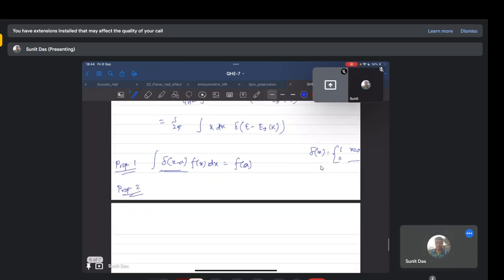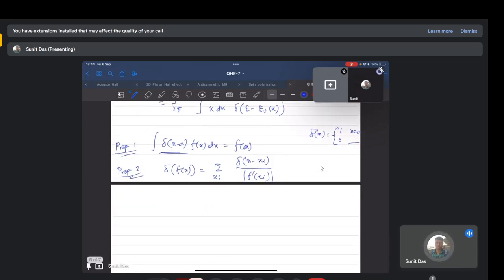And the second property is delta of f(x). Delta of f(x) can be written as sum over xi delta of (x minus xi) by mod of f prime (xi). So delta of f(x) is some function of x. We can write xi are the roots of f(x), the roots of f(x) equal to 0. Let's say this equation's roots.